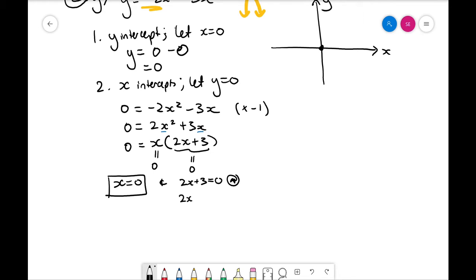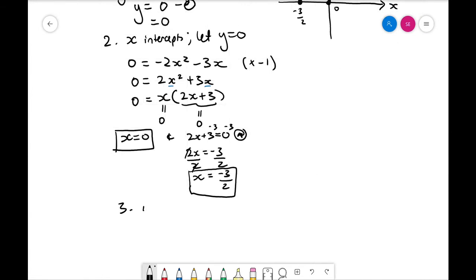So 2x equals minus 3 if we minus 3 off both sides. And then we'll divide by 2. And we'll get x is equal to minus 3 on 2. Okay, so we know that at this point here, minus 3 on 2, it's going to intercept the x-axis.